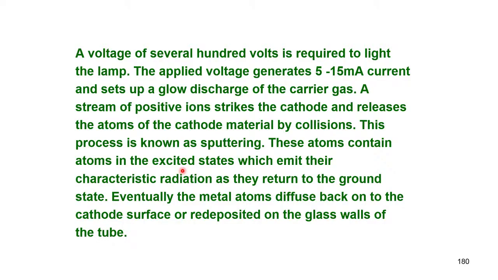but they do not come out. Sometimes at high temperature they do come out, and a small quantity settles somewhere else where the temperature is not high. So, these atoms contain electrons in the excited states which emit characteristic radiation as they return to the ground state. Because the atoms are sputtering, as they return to the ground state, characteristic radiation keeps on coming out.